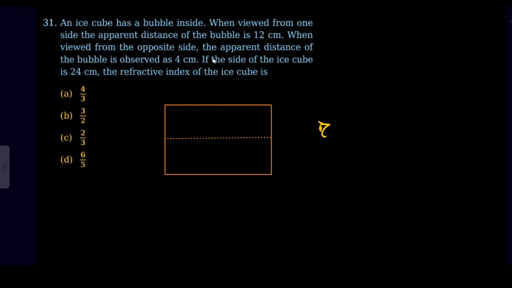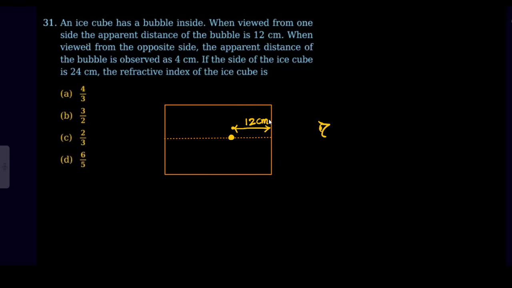He is viewed from one side, apparent distance of the bubble. So that is, he felt the bubble is here. Yes, that means this distance is given. He observed that this distance is 12 centimeters.